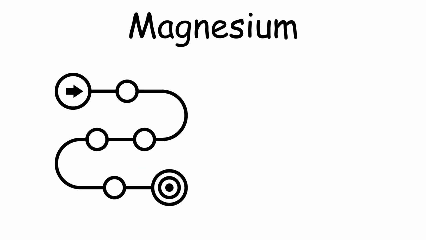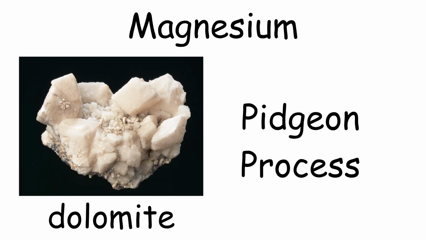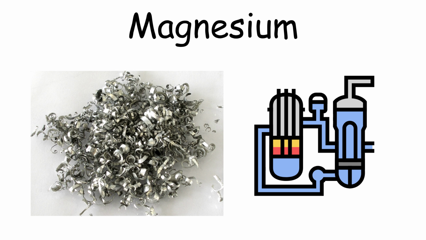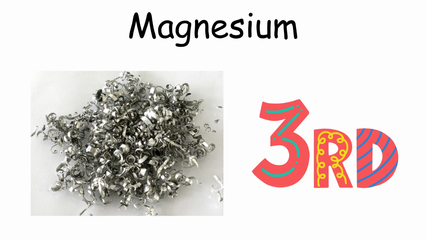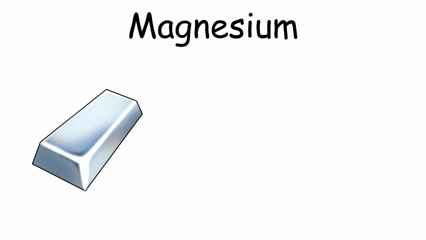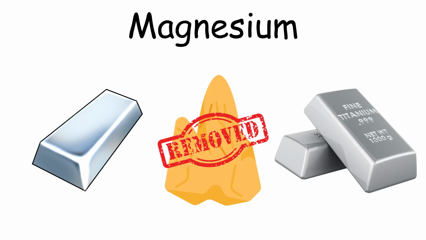The most common method to produce magnesium is called the Pidgeon process, in which the mineral dolomite is fed into a heated reduction tank and then thermally reduced to metallic magnesium. As the third most commonly used structural metal, magnesium has been used for aluminum alloys, removing sulfur in the production of iron and steel, and the production of titanium.